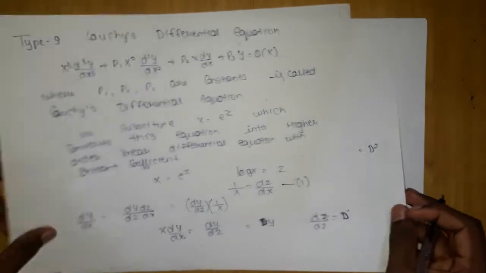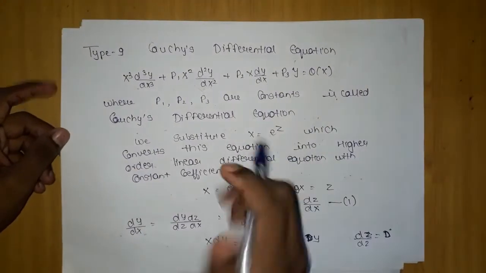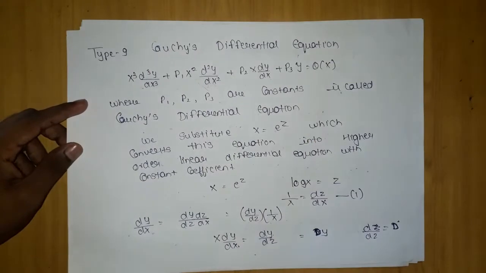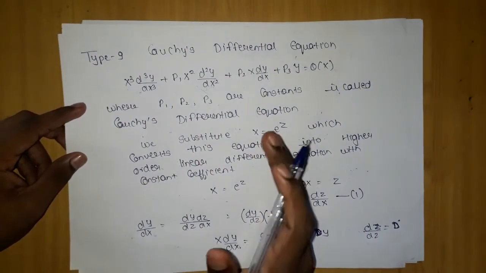So what we studied in general, let's just summarize whatever we studied. We studied that this is a Cauchy differential equation. We don't know how to solve this. We will try to convert it into a linear higher order differential equation with constant coefficients.